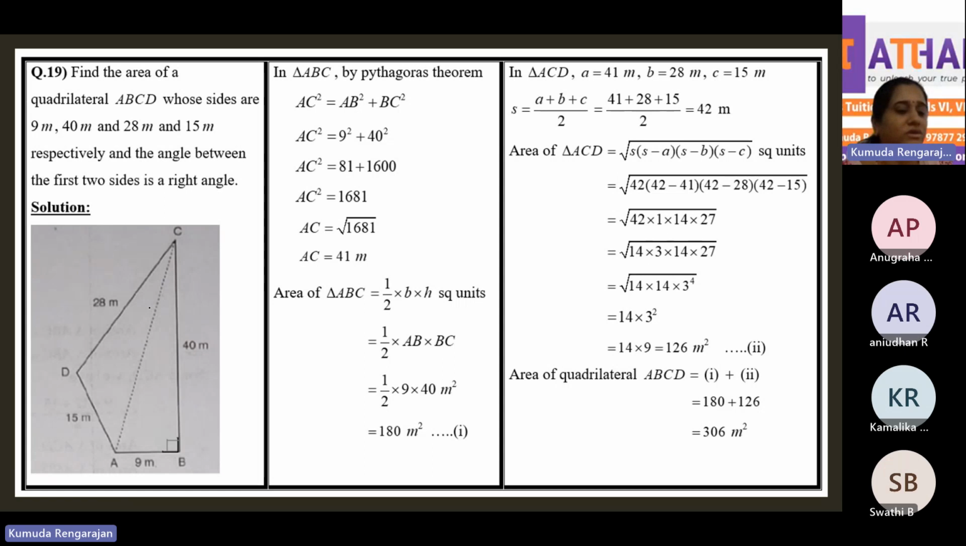So you were not able to proceed because you didn't find AC. Now you understand? Srivatsan? Finished?